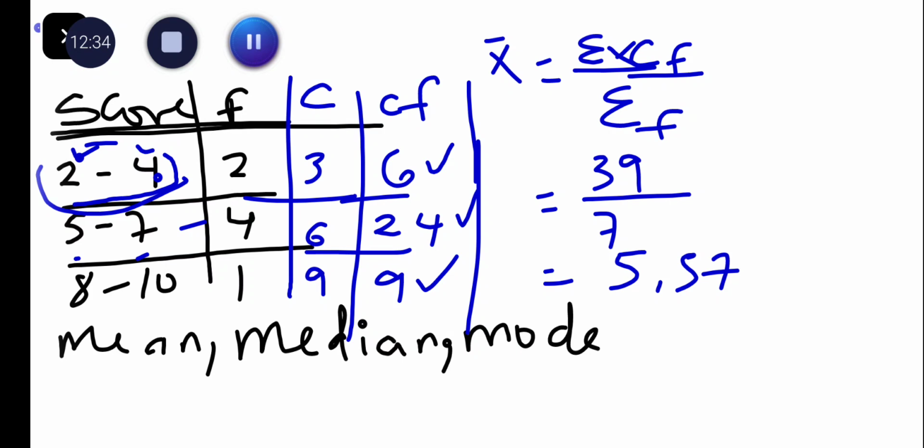Now, talking about the median here for grouped data, we'll look at that also in a subsequent video. But the mode here that we are talking about is the modal class. That's the class with the highest frequency. So the modal class will simply be the class 5 to 7.